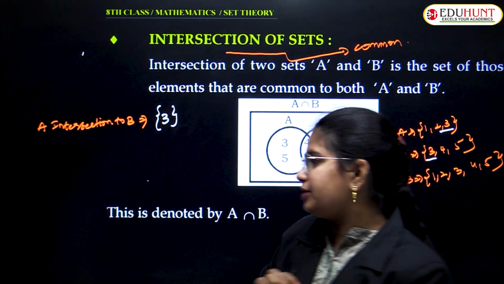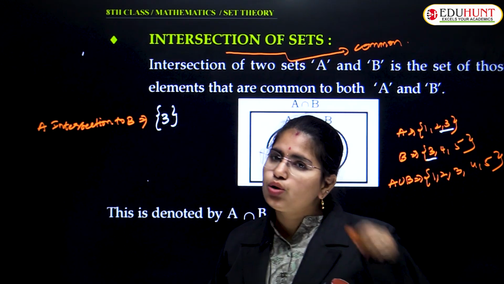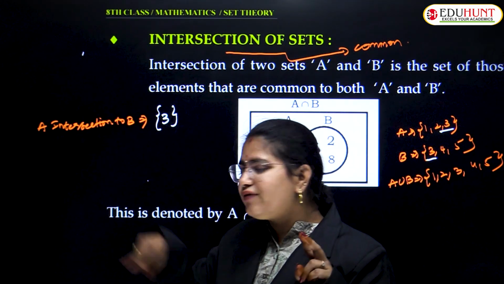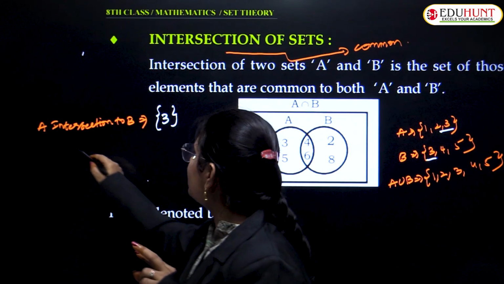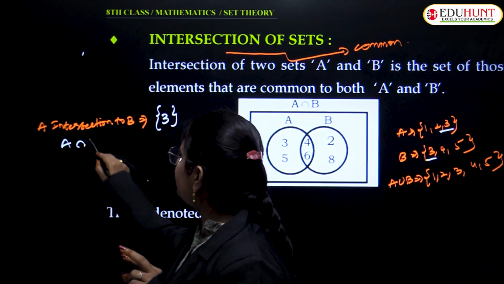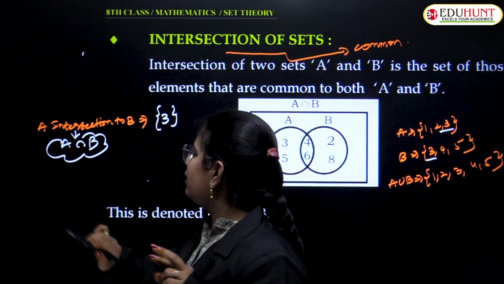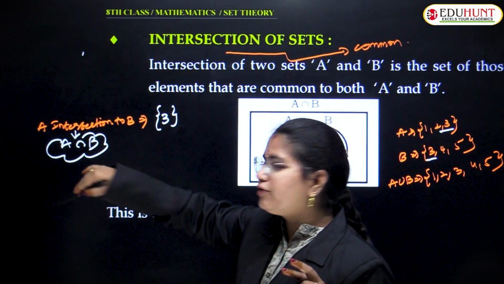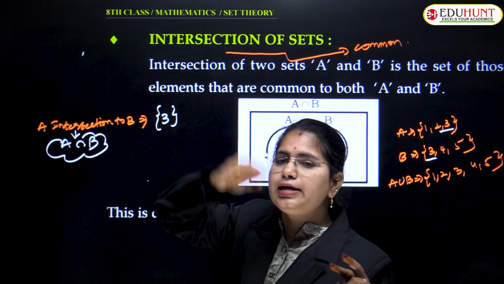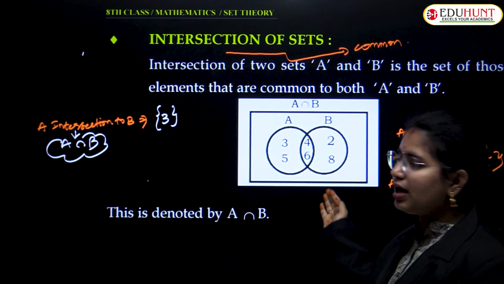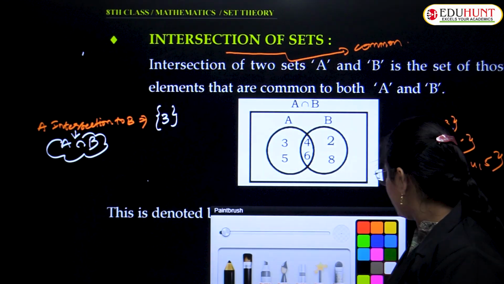Okay? Right. So how are we going to notate? Notation is also important, right? The reverse of U is the symbol. So this is A intersection B. Can you see? The reverse of U is nothing but A intersection B. With the help of one example also I am going to teach you right now.